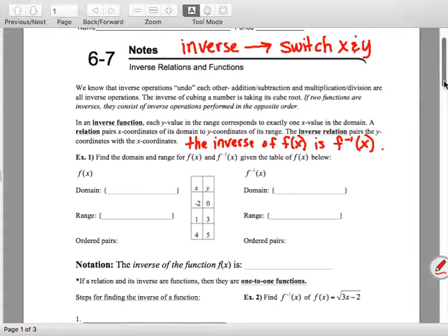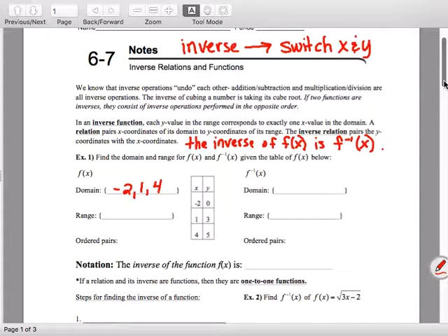So, in example 1, it said find the domain and range for f of x and f inverse of x, given the table of f of x. So Mia, if domain are the possible x values, in this table, what's the domain then? No, they're the x values in the table. So what are they? What are the x's in the table? -2, 1, and 4.